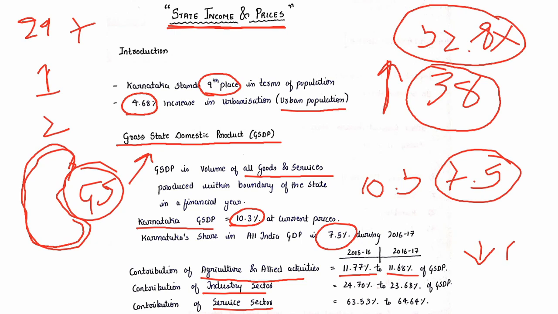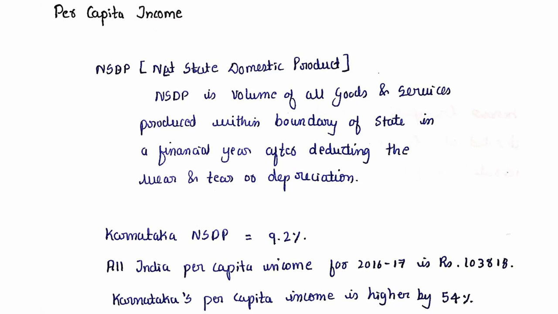And the industry sector was 24.70% in 15-16 and 23.68% in 16-17. There was also a decrease in the industry sector, and the contribution of the service sector was 63.53% in 15-16, whereas 64.64% in 16-17. So the service sector saw positive growth, and the agriculture sector and industry sector saw lesser growth compared to 2015-16.